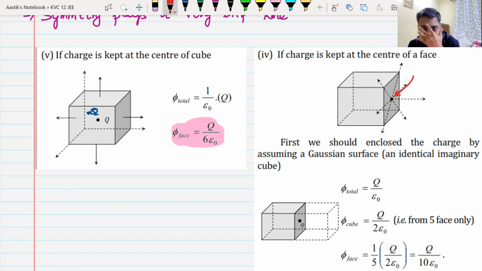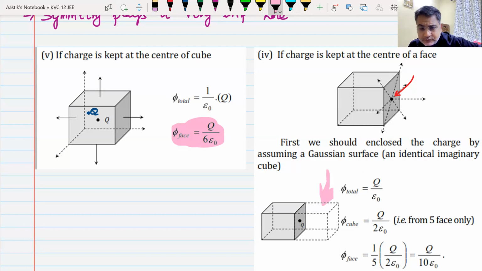Now, if someone asks you what is the flux through the entire cube, how are you going to get it? Remember, when it is at the face center, the entire charge is not enclosed. It's only half of the charge that is enclosed. But Gauss's law is not valid for half of a charge. So you take an identical cube and enclose it, face flush with that face. Now for this entire bigger box, the total charge enclosed is Q.